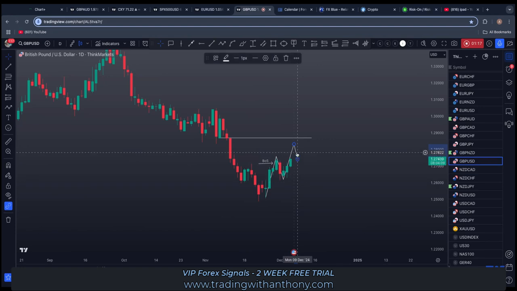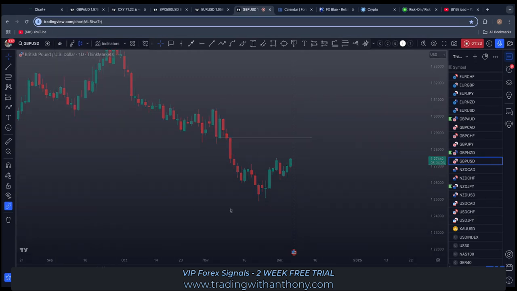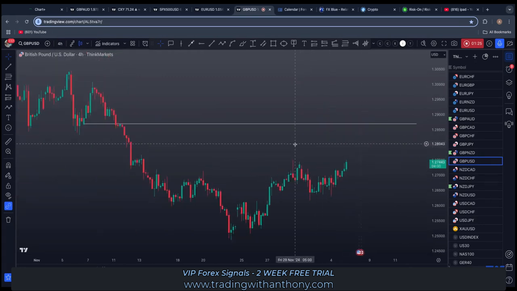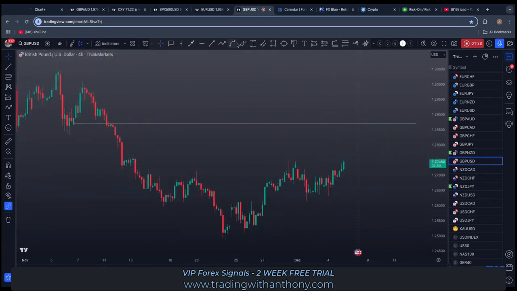So how do you get involved with this? Well, I'll be going down the time frames. Let's just have a quick look on the 4 hour. What I want to see is a break of this high here and a retrace back in to retest it, and that would be a potential entry point.